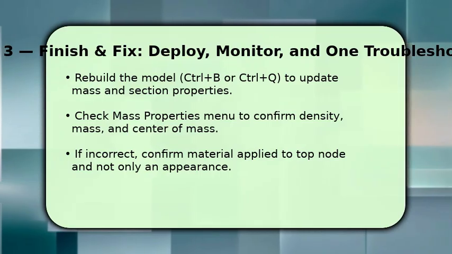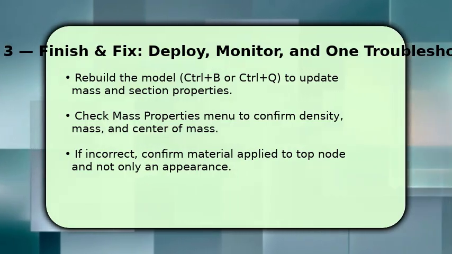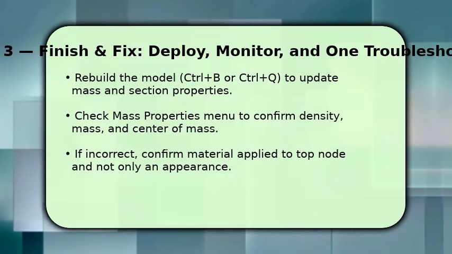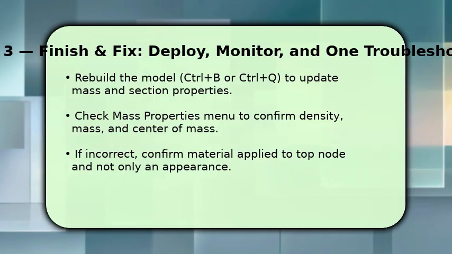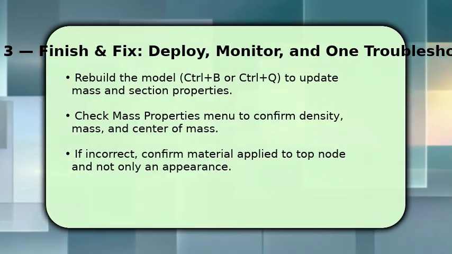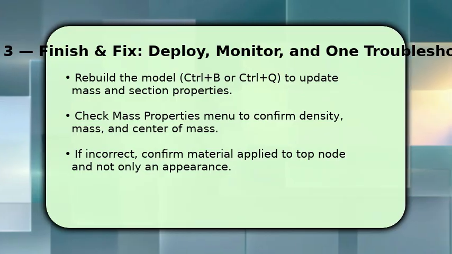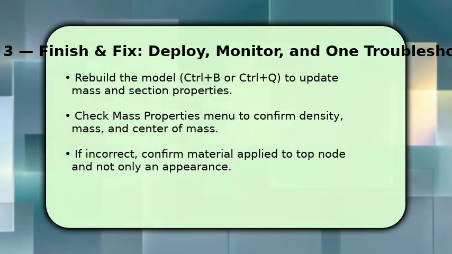You should run a rebuild, Ctrl+B or Ctrl+Q, to force recalculation. Then open mass properties to confirm density, mass, and center of mass match expected values. This validates the assignment. If you use assemblies, make sure the part instance updated.